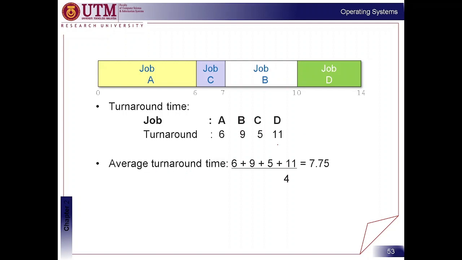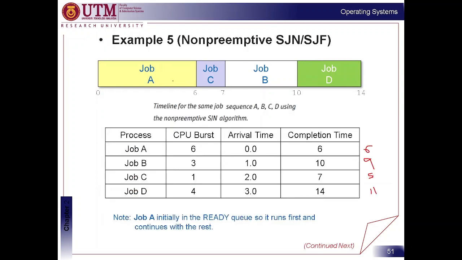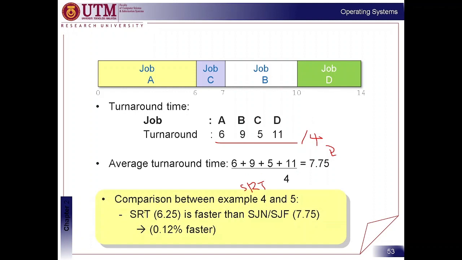For the average, we add all these values and divide by 4. We will get 7.75. That is the average turnaround time. So, the comparison between example 4, where we use SRT, shortest remaining time, and example 5, where we use non-preemptive SJN: as you can see, SRT is faster than SJN. It is 0.12% faster.